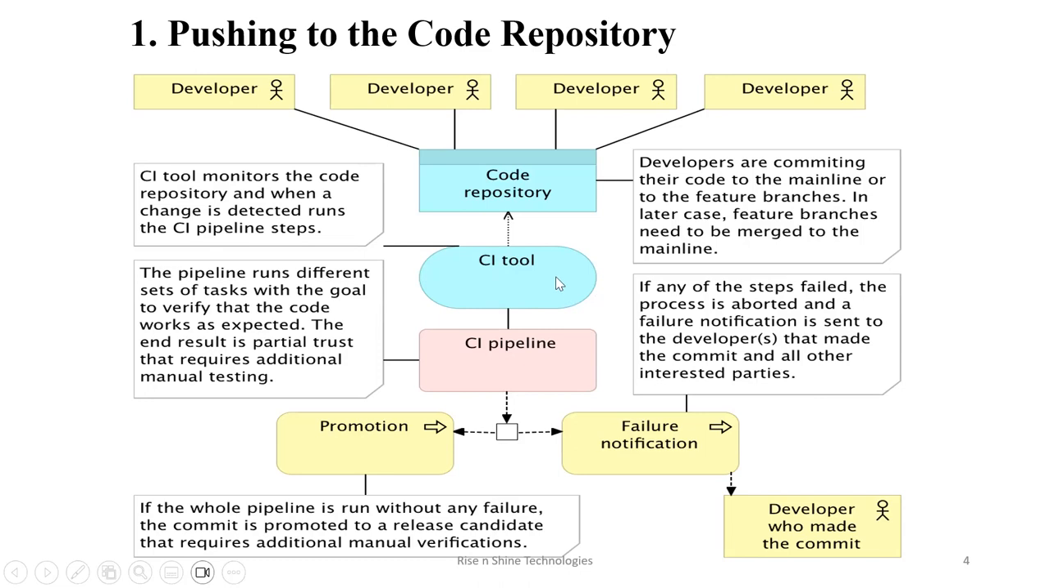Yeah, the CI tool has to be used, which is going to help define the pipeline. In the pipeline, first, it runs a different set of tasks with the goal to verify that the code works as expected. The end result is trust. So the code the developers are committing, whether it is working as expected or not, this pipeline helps make sure of that. If the pipeline works as expected, then promote to the next stage. Or if the pipeline got a failure, then use email notification systems or Slack channels to send the failure notification to the developer who committed the code.